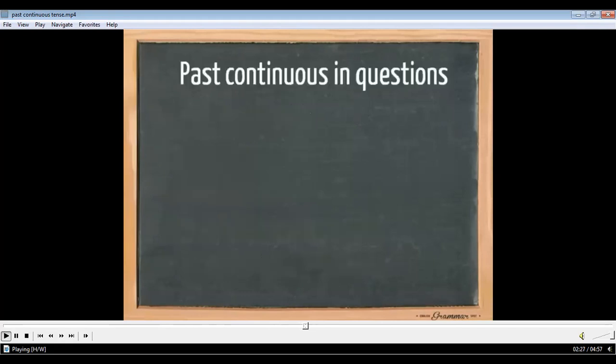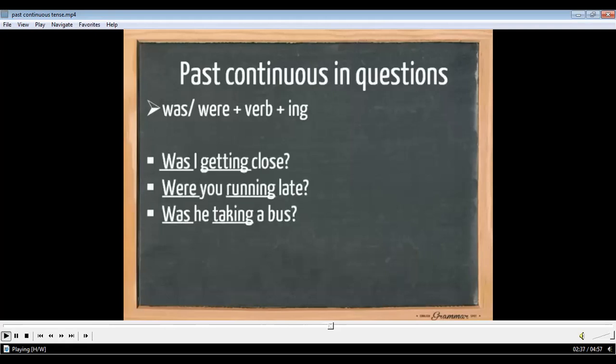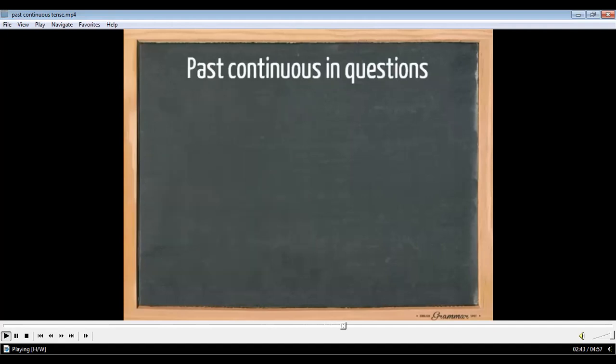Let's have a look at the past continuous in questions. Again, we use the past simple form of the verb to be, was or were, the base form of the verb and ing. Was I getting close? Were you running late? Was he taking a bus? Was she playing tennis? Was it snowing?